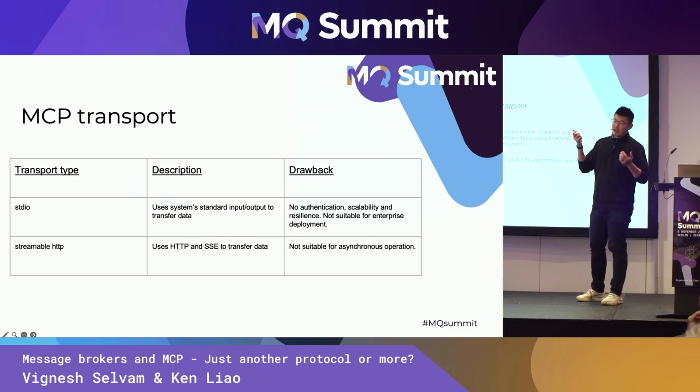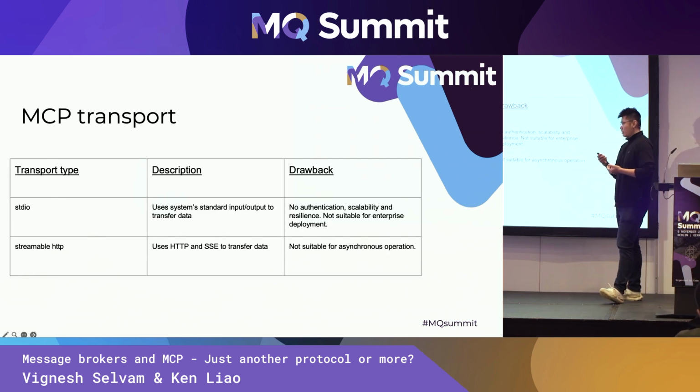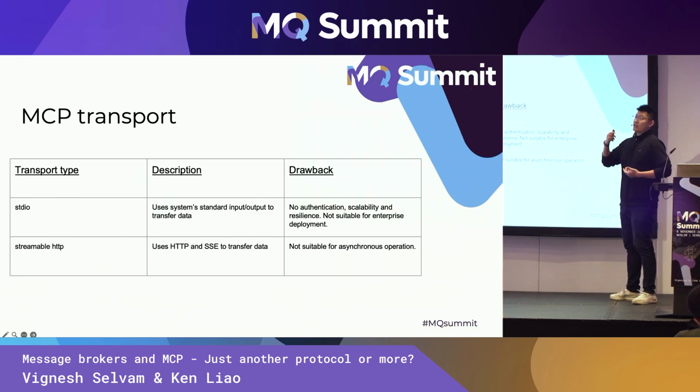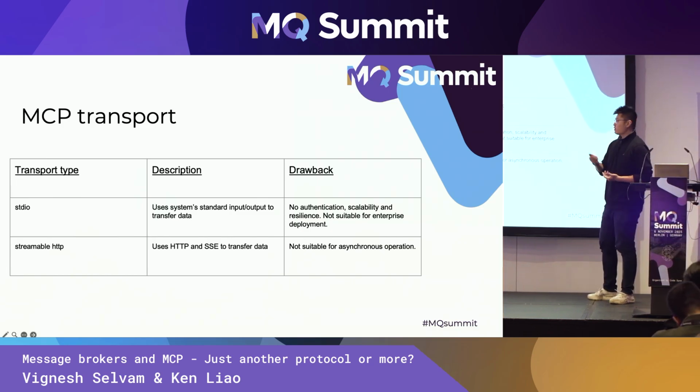So you don't have to host both your MCP server and client on the same host. You can actually host the server remotely, and then the messages are passed by HTTP, and you can also add authentication on top of it. By default, it's secured by OAuth 2.1. But it also has its own drawback. HTTP being just poll-based, it's just not really suitable for asynchronous operations.